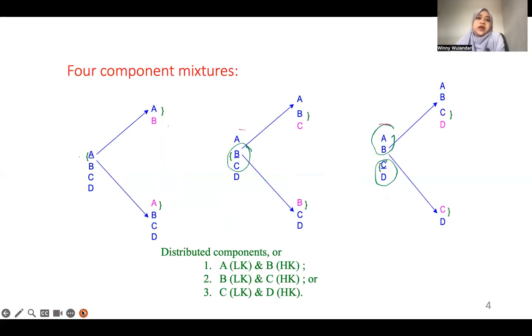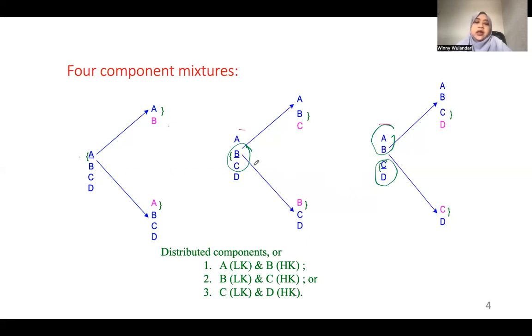Okay, what happens if we have a four-component mixture? Then we'll have three possibilities: the separation between A and B, the separation between B and C, or the separation between C and D. For example, if we want to mostly separate A from the rest of the heavier components, in the distillate we will have A as the majority with a little bit of B. And then of course the bottom would contain B, C, and D with a little bit of A. So you can say that B is the heavy key component and A is the light key component.